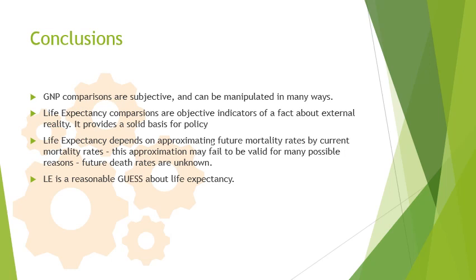These numbers provide solid basis for policy. These numbers are not perfectly accurate. They are not like counting the number of people, because they depend on predictions about the future mortality rates, which no one can know. But we use reasonable methods to estimate them, and we get reasonable guesses at what the life expectancy will be. And this is the best we can do with statistics.